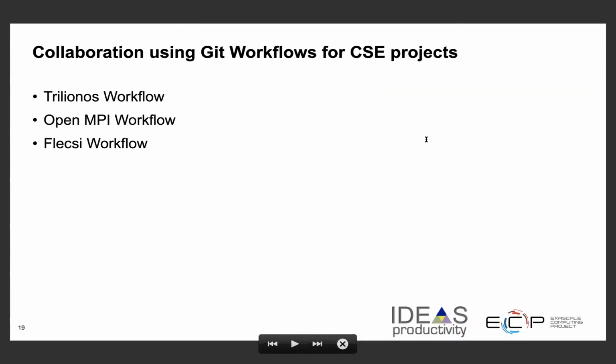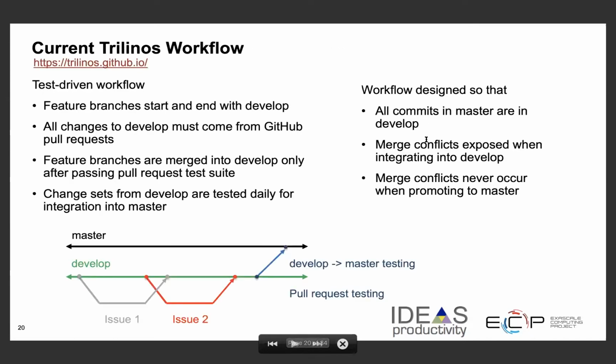All right, very quickly, we are going to talk about some of the projects where we are actually using Git workflows. We talk about the Trilinos, OpenMPI, and the Flexi work projects. So in Trilinos, what is Trilinos? Trilinos software is essentially a collection of open source scientific libraries, mostly math libraries. These libraries are used as building blocks to develop scientific applications. They include linear solvers, transient solvers, nonlinear solvers and so on.